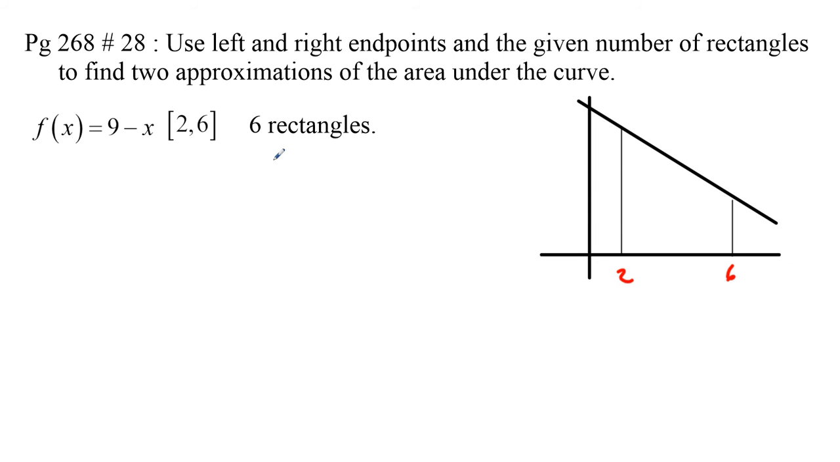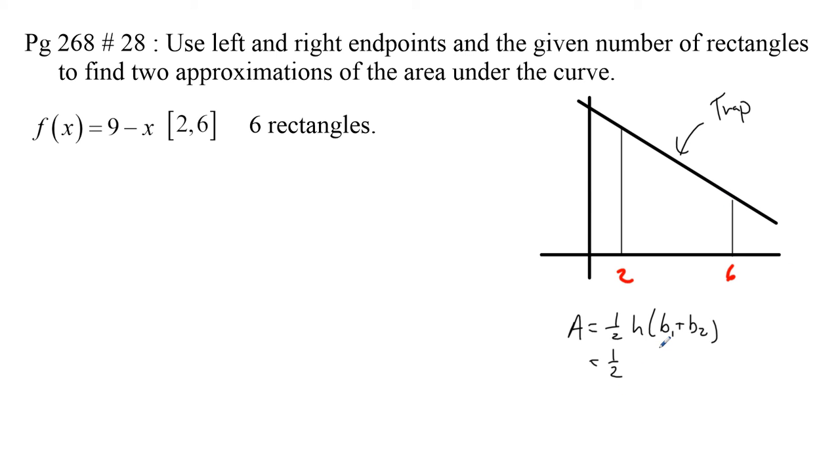And so what this question is asking you to do is to use left and right endpoints and the given number of rectangles to find two approximations of the area under the curve. Well, the area under this curve is a regular value. We can actually calculate this. We know that that thing is a trapezoid. And the area of a trapezoid is A equals 1/2 height times B1 plus B2. In this particular case, since the parallel lines of our trapezoid are vertical, our B1 is f of 2 and our B2 is f of 6.